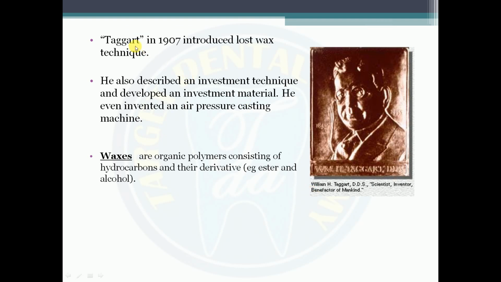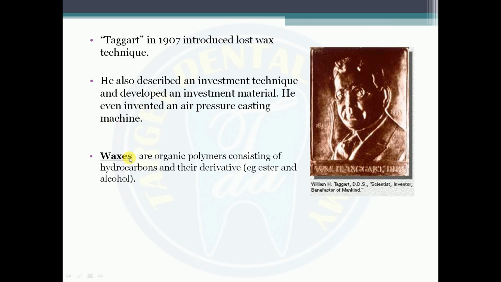So William H. Taggart in 1907 introduced the lost wax technique. So guys, this line itself is an MCQ and this question has been asked in your examination, and I guess it was also asked in the Ames exam. The question was: Dr. Taggart is associated with? Your answer is the lost wax technique. He also described an investment technique and developed an investment material. He even invented an air pressure casting machine.